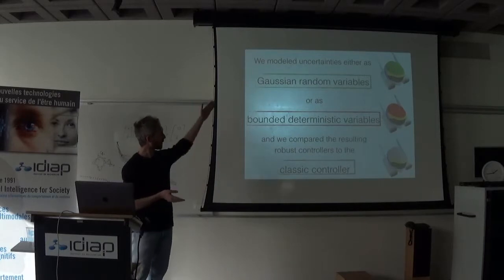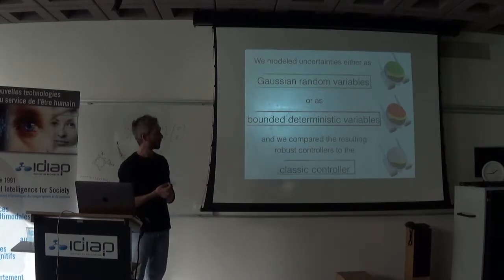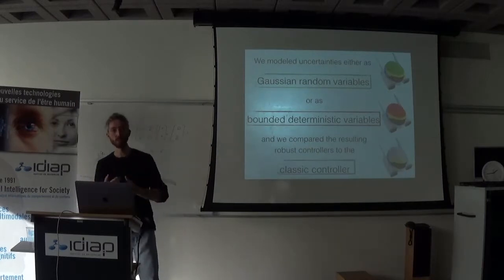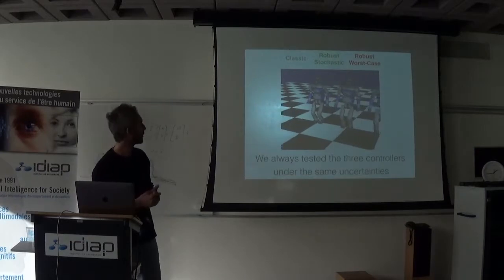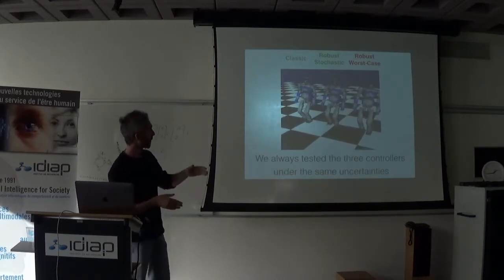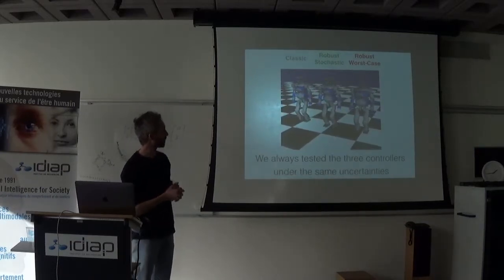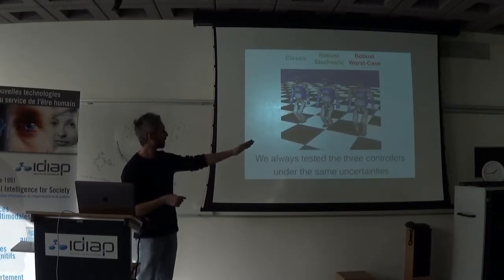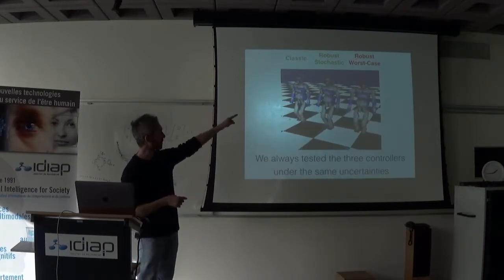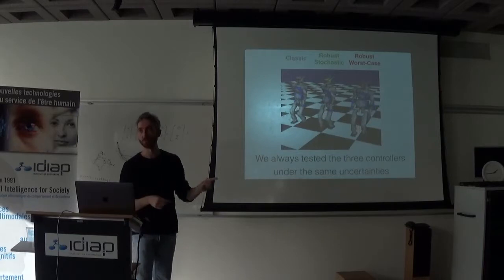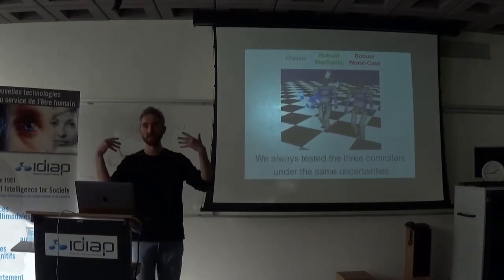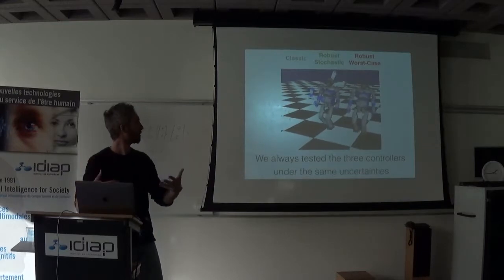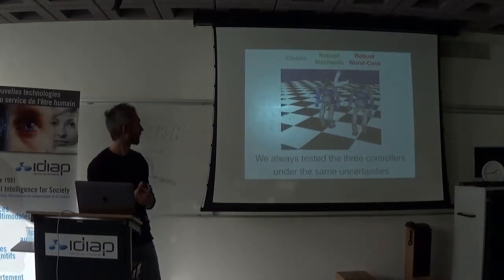And we compared the two resulting robust controllers with the classic controller, the one that you have used in the morning. So the idea is that you have the three robots, each one controlled by a different controller, and each robot is subject to the same uncertainty of the other two. So the comparison is always fair, because they are subject exactly to the same realization of the uncertainties.